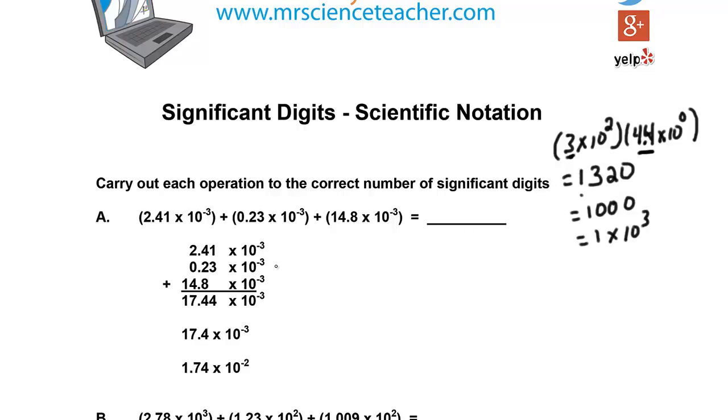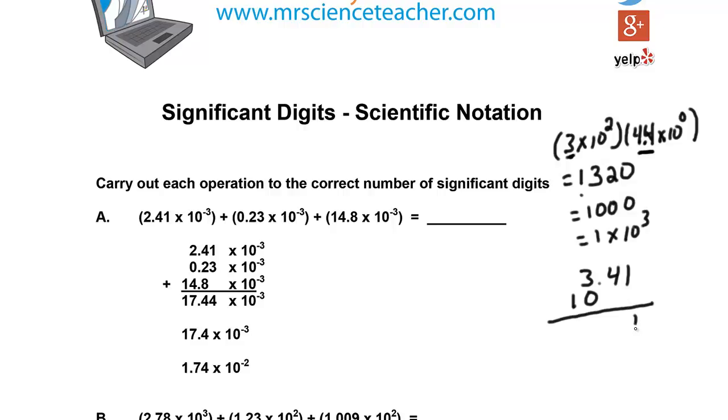Now, if we add and subtract, it's a little different because it's just like before. You have to follow that decimal point. You've got to find out where the decimal point is. Let me give you an example of what we did before. If you had 3.41, say you wanted to add it to 10, okay? So we're going to add it to 10.